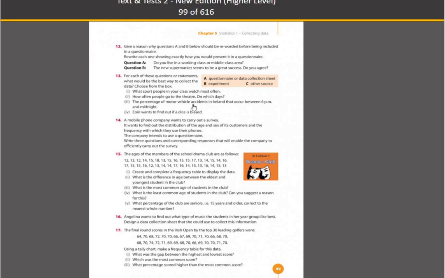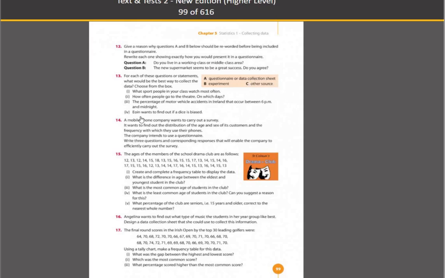The percentage of motor vehicle accidents in Ireland that occur between 6 p.m. and midnight. How are we going to do that? You're not going to go and collect that data, so you'll look to another source, something provided on the internet. So secondary research, maybe the Central Statistics Office might have figures like that.